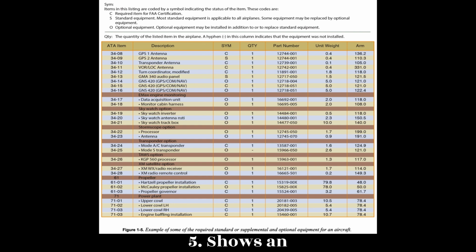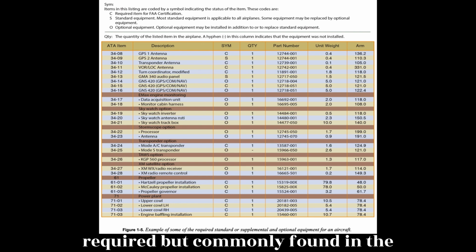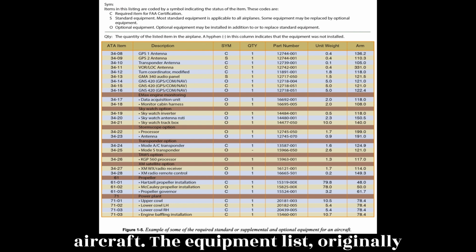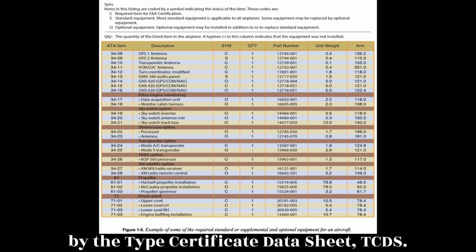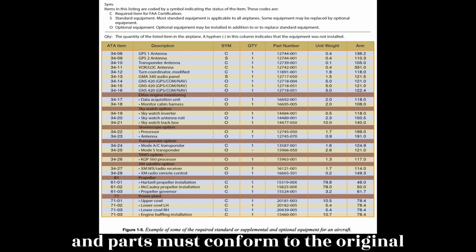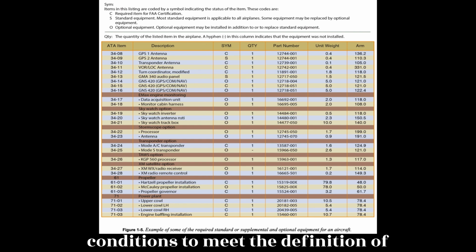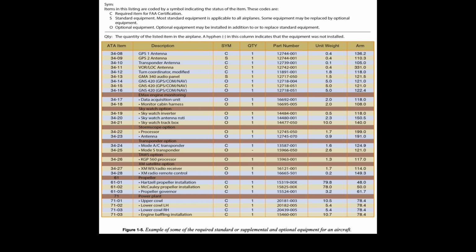Figure 1-5 shows an example of some of the required equipment, standard or supplemental, not required but commonly found in the aircraft, and optional equipment for an aircraft. The equipment list, originally issued by the manufacturer, is maintained by the Type Certificate Data Sheet (TCDS). An aircraft and its installed components and parts must conform to the original type certificate or approved altered conditions to meet the definition of airworthy in accordance with 14 CFR Part 3.5.